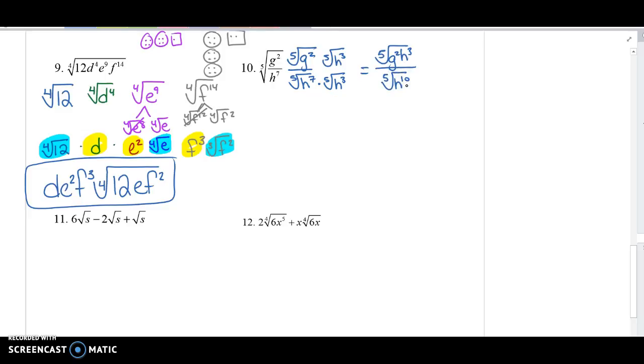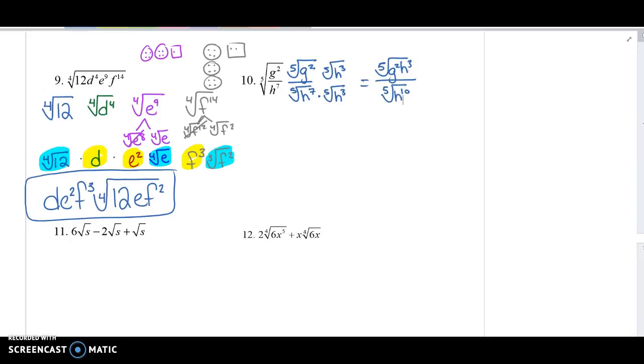On the top, 5th root of g squared. There's not a group of 5 there. They're going to be stuck under the radical. 5th root of h to the 3rd. There's only 3 there, not 5. They're going to be stuck under the radical. On the bottom, if you do exponent divided by index, that's going to end up being h squared. So our answer is going to be the 5th root of g squared h to the 3rd over h squared. That's rationalizing at the beginning.